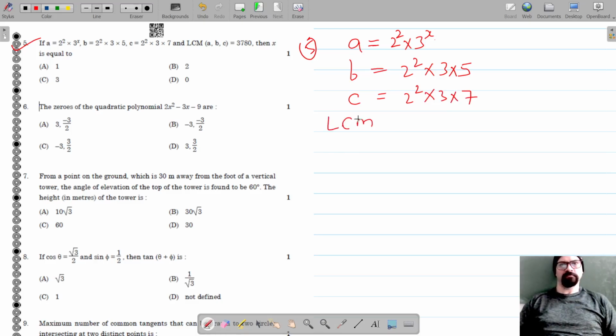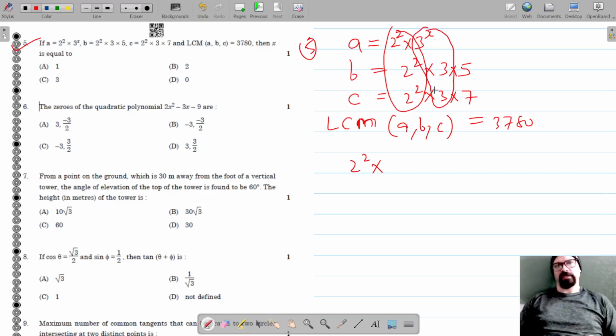is 3780. So let's find out the LCM of A, B, and C. 2 square is common, so it's 2 square. Among the 3 factors, we have to take the highest power, which is obviously 3 with some power, and all that is left is 5 into 7.